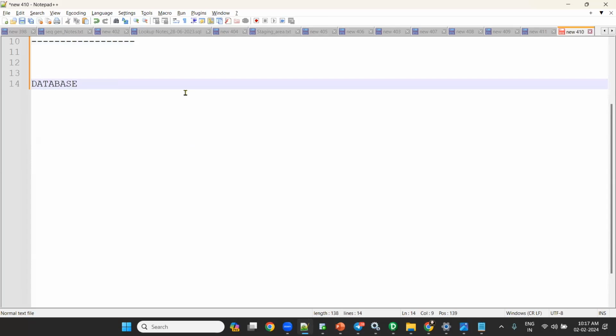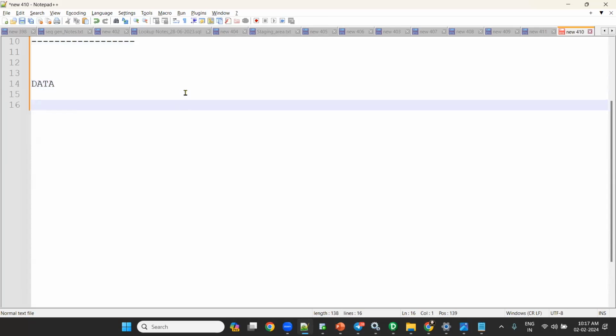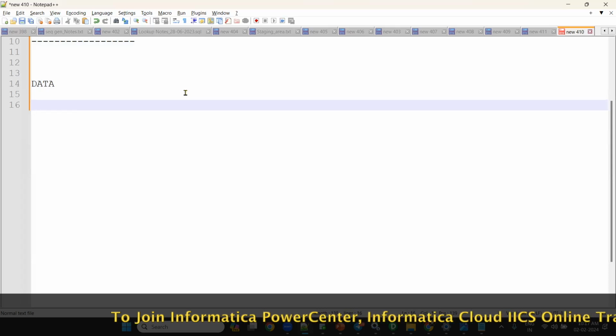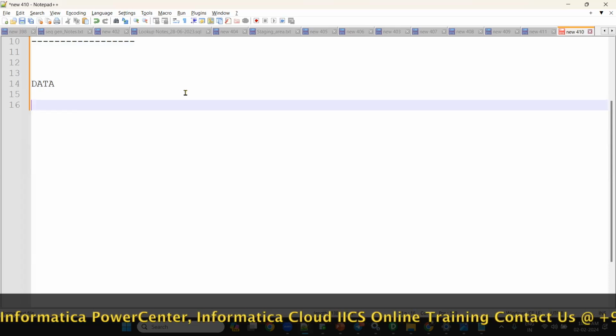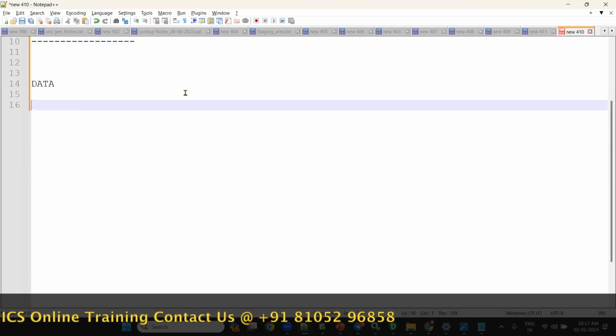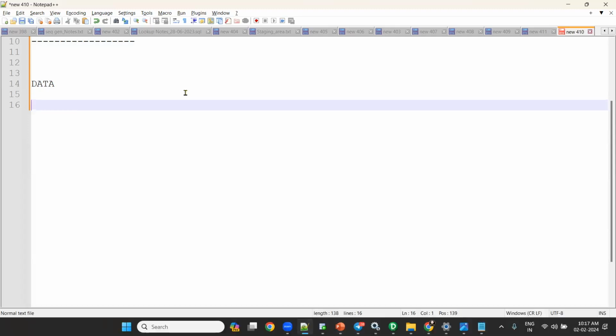Data. First, data. What does data mean? Where will you see the data? Anyone, please? Data means information. Where will you see the data normally in your day-to-day things? Yes, please. Where will you see the data?